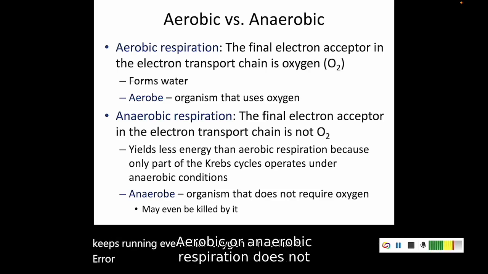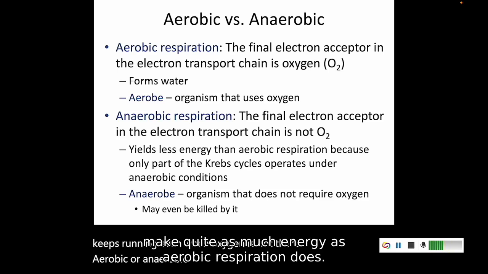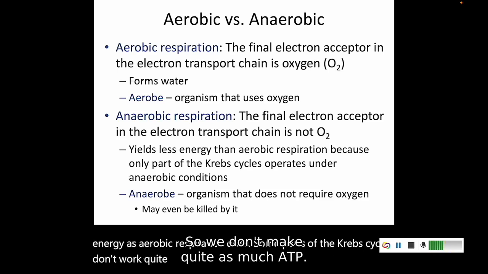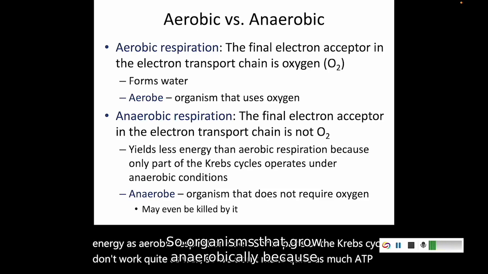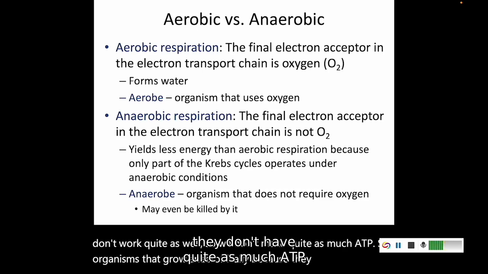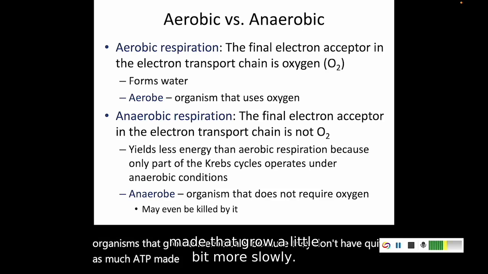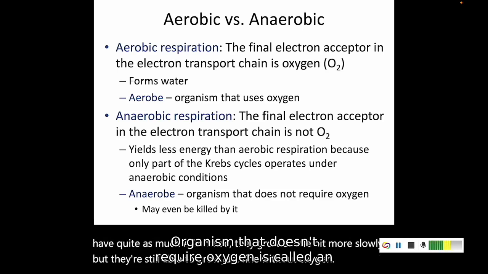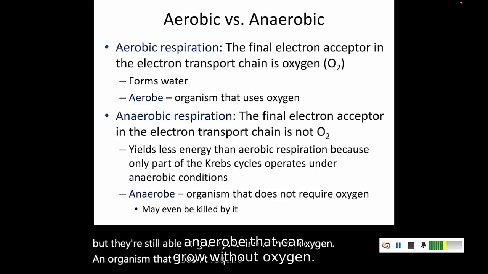Anaerobic respiration does not make quite as much energy as aerobic respiration does. Some parts of the Krebs cycle don't work quite as well, so we don't make quite as much ATP. So organisms that grow anaerobically, because they don't have quite as much ATP made, grow a little bit more slowly. But they're still able to grow just fine without oxygen. An organism that doesn't require oxygen is called an anaerobe. They can grow without oxygen.